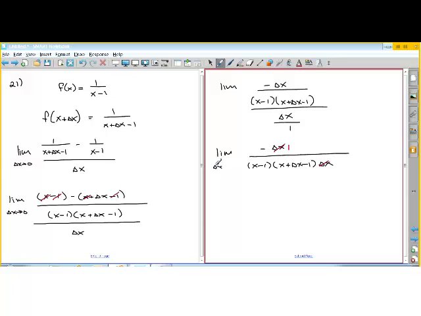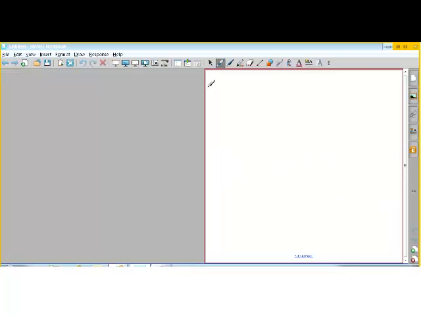And then I take the limit as delta x goes to 0. So what I end up with is negative 1 at the top. And the bottom I have x minus 1. And when delta x goes to 0, then the second term just becomes x minus 1. So the answer is negative 1 over x minus 1 quantity squared.